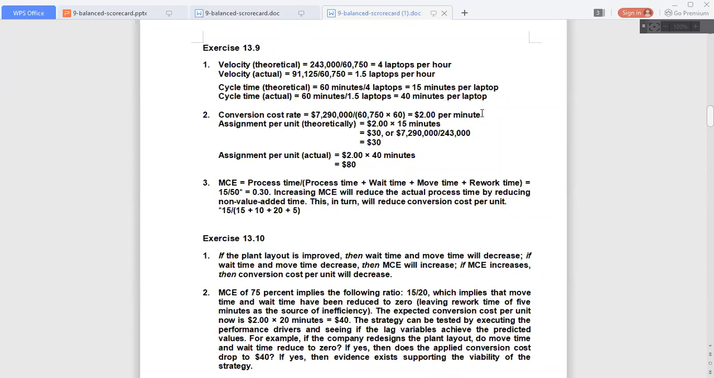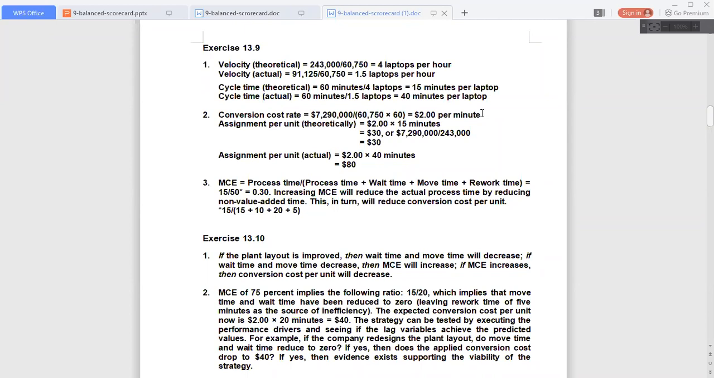The last requirement of exercise 9, calculate MCE. How does MCE relate to the conversion cost per laptop? So we have now the MCE equals process time divided by the sum of the process time plus the non-value added times. So we have now 15 divided by 50. So we have now the sum of 15, the process time, 10, 20, and 5 is 35, plus 15 is 50.